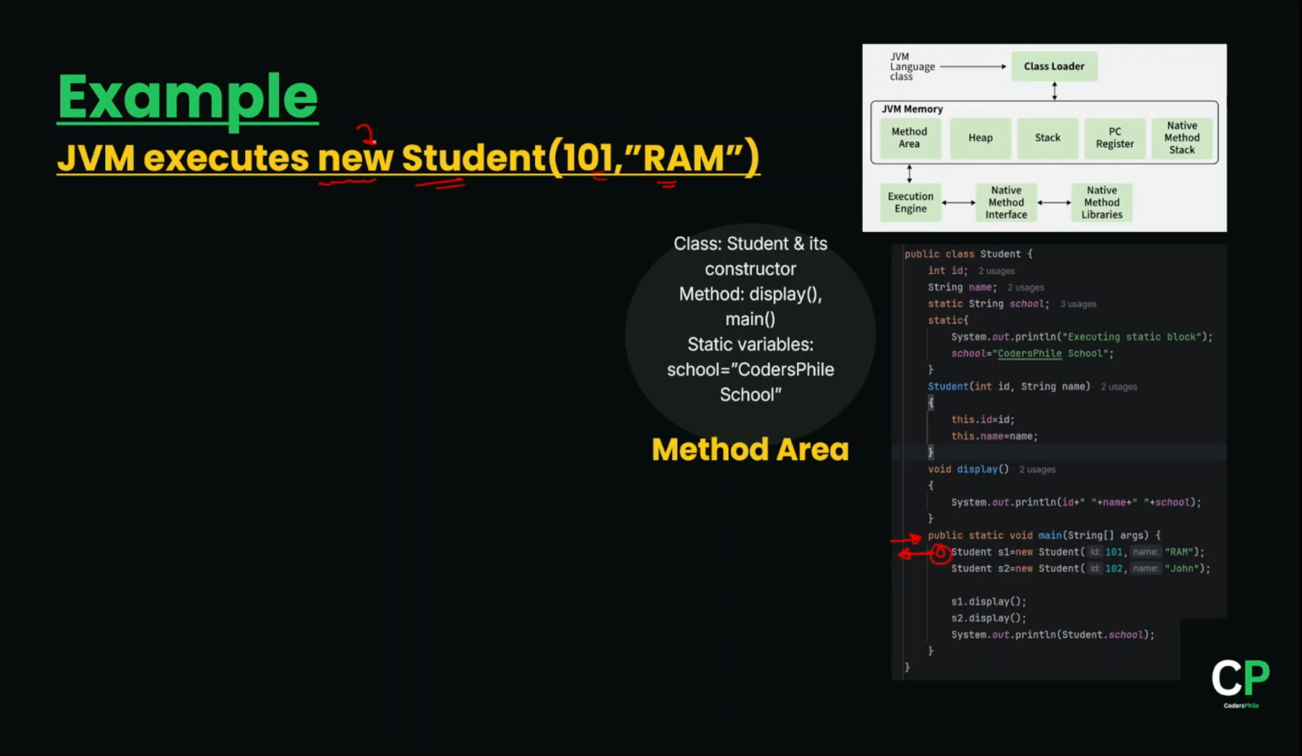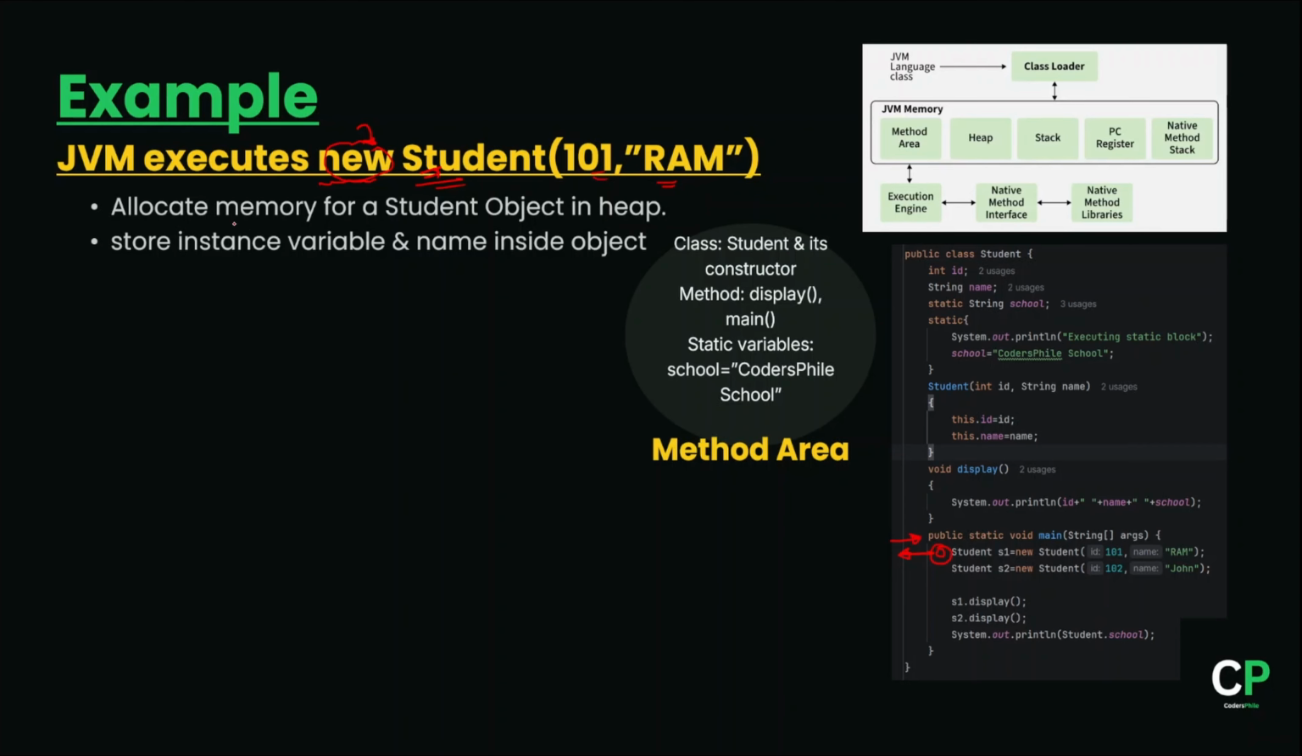As soon as the execution engine sees the new keyword and then Student, what will it do? The JVM will allocate the memory for the Student object, since we are creating an instance of the class using the new keyword, and the instance of the class is the object. So the JVM will allocate the memory for the Student object in the heap, and what will be stored in this object? The instance variables id and name will be stored inside the object.